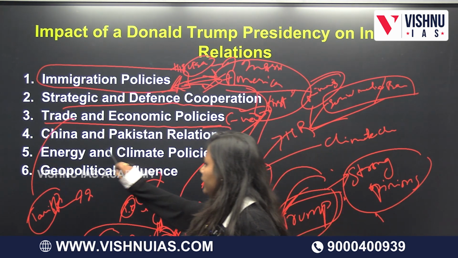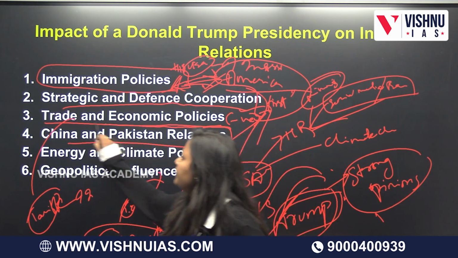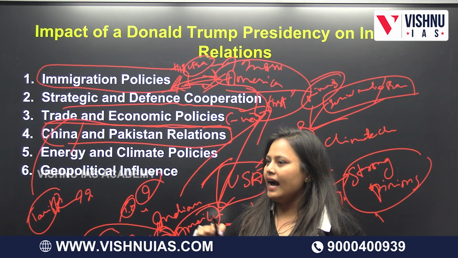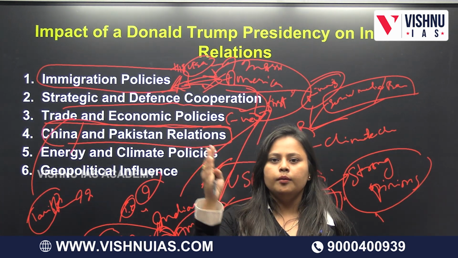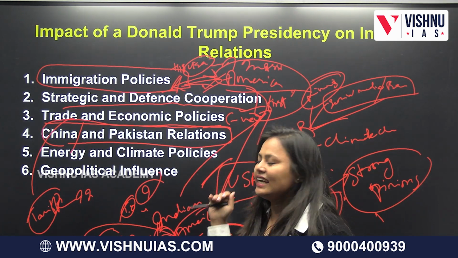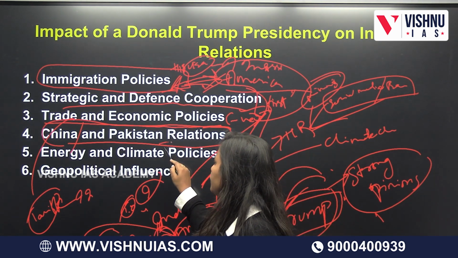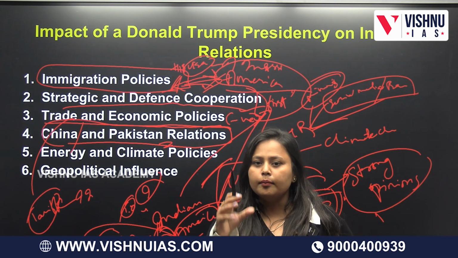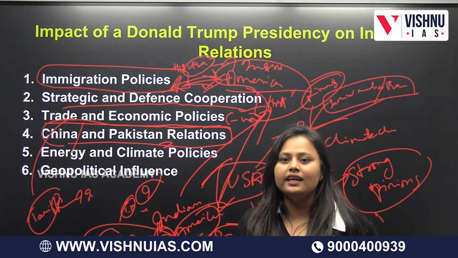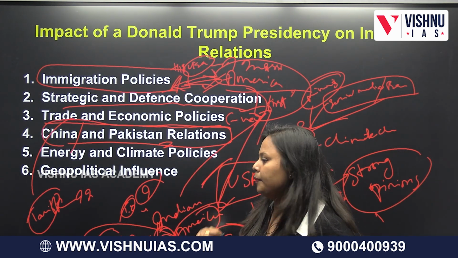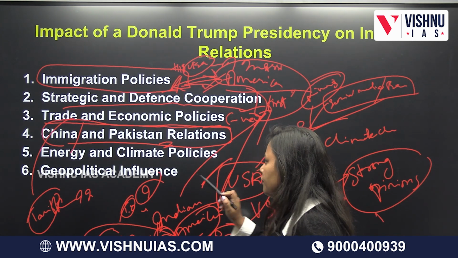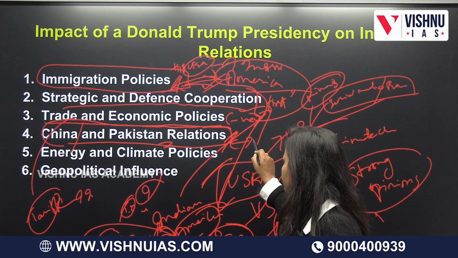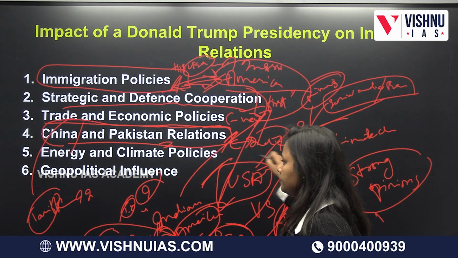Economic policies as well. China and Pakistan. Here we might relate to him because he is against China's power. He has an Indo-Pacific policy, the same as India's. He also wanted to counter terrorism, and he believes that certain illegal or illicit activities are carried out by certain groups with Pakistan's support. He believes that, and this aligns with India.